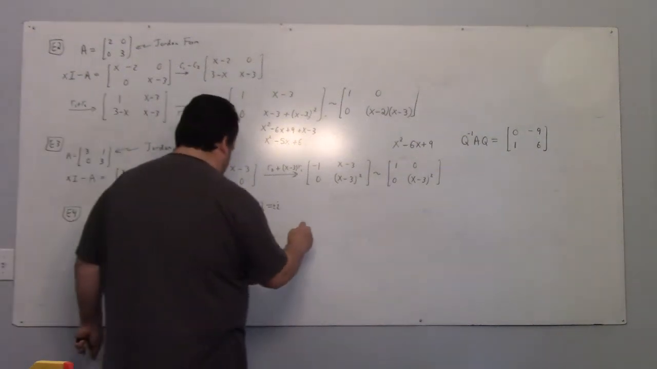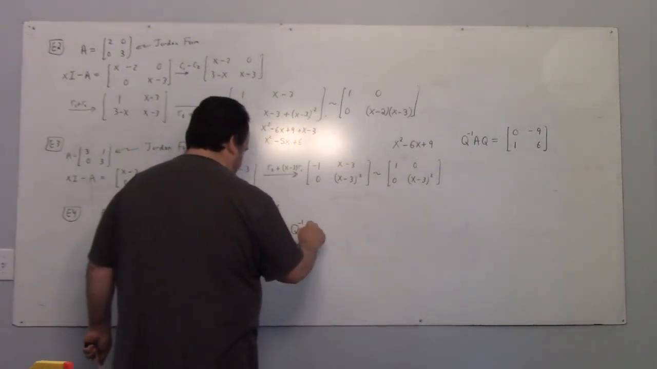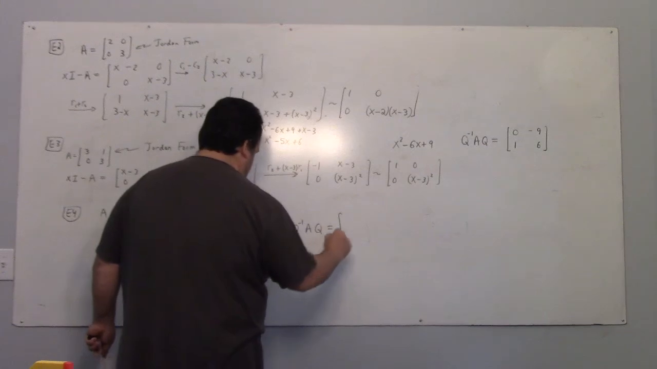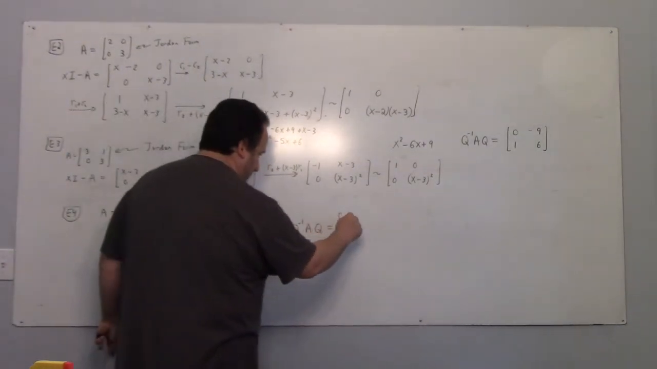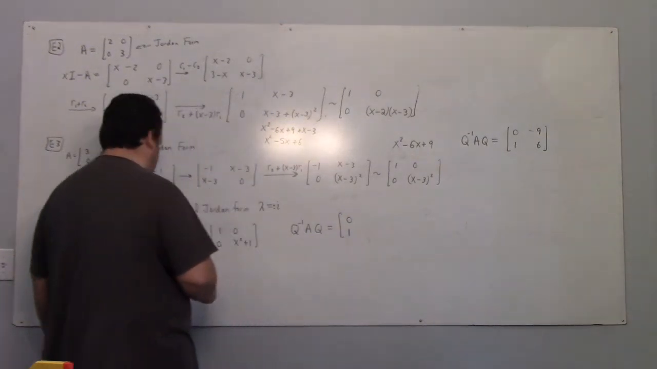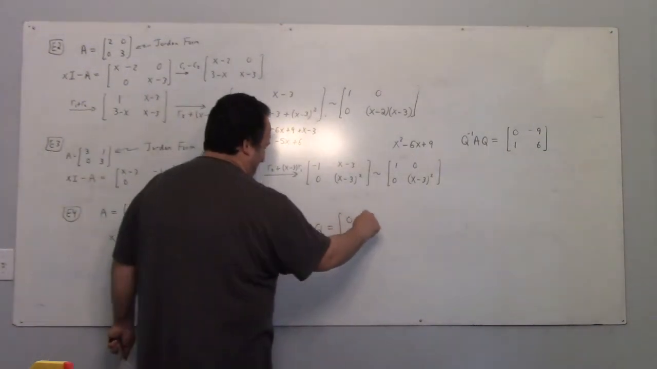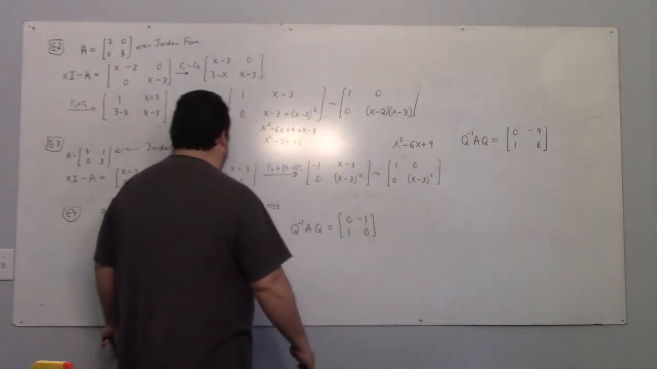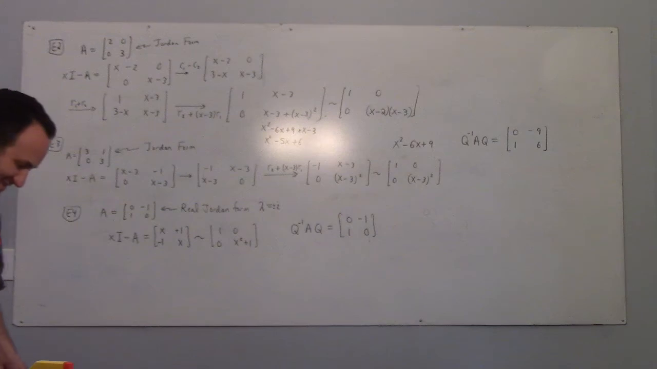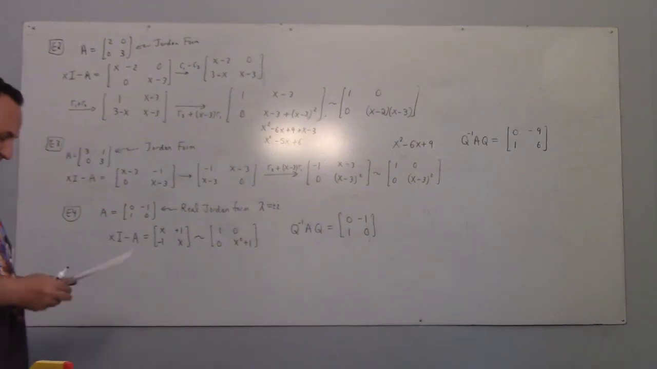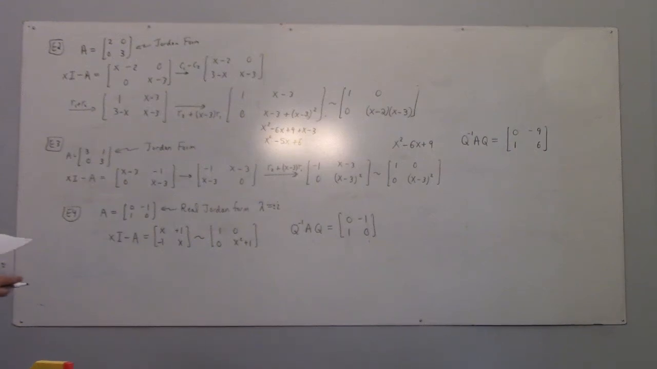The rational canonical form is 0, 1, and so on. Worlds have collided. In this case, the real Jordan form is the rational canonical form, because that is also the companion matrix. It's funny. I wasn't expecting that. Whoa.